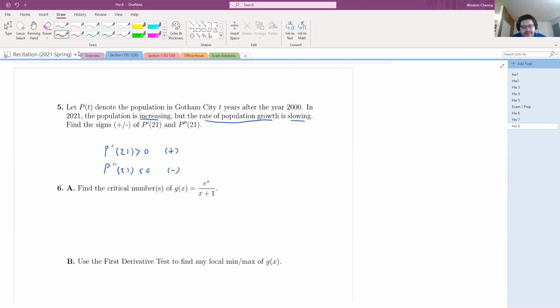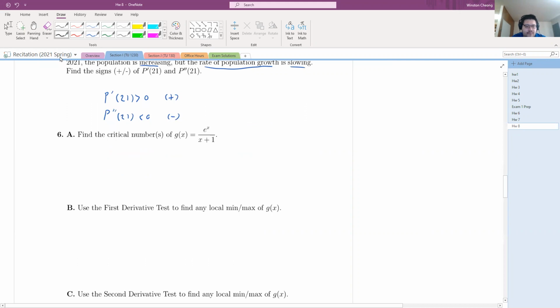All right. So now number 6. This function does not look appealing, but we just have to take the derivative, and that's why it does not look appealing. So we have to do a quotient rule. And at this point, because you're trying to do something with this, you're going to have to clean it up a little bit, because we have to set this guy equal to 0 and solve it somehow.